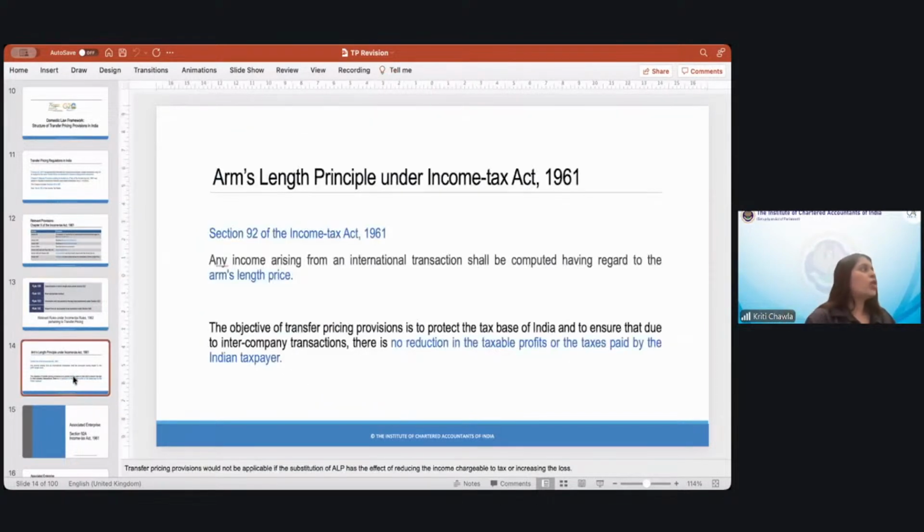Now, when you talk about transfer pricing in India, we have Section 92, which says that any income arising from an international transaction should be computed having regard to the arm's length price. Meaning to say that even from an Indian perspective, we have the arm's length price as the benchmark.